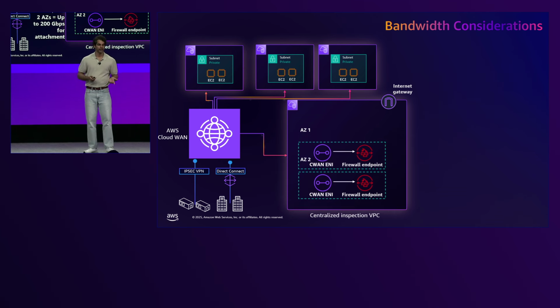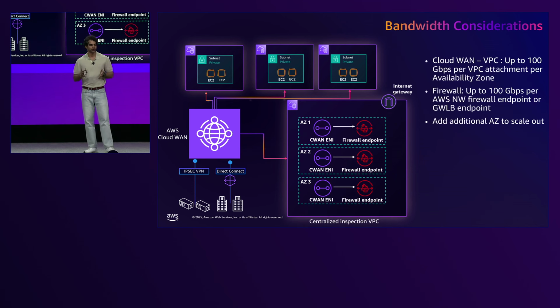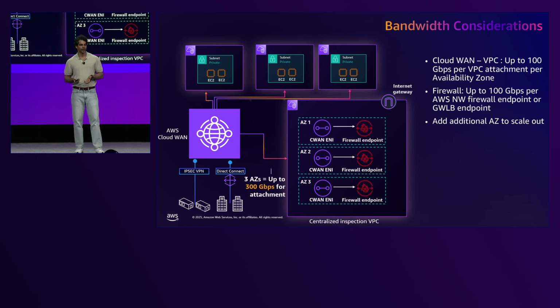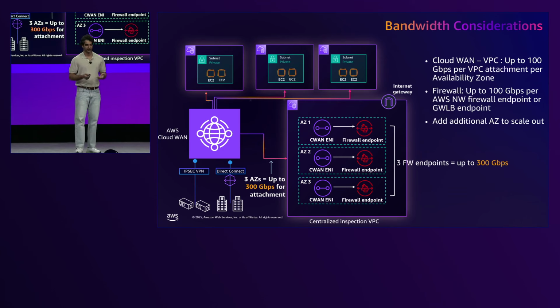All right, so how do we scale this? We're at 200 gigabits, not enough. Well, you can add another AZ and another firewall endpoint. So now you have 3 AZs, 300 gigabits for the Cloud WAN to VPC attachment. And then you get 3 firewall endpoints, so you get up to 300 gigabits per second. Right? So you can see how this scales. It's pretty redundant, pretty highly available, and pretty scalable.